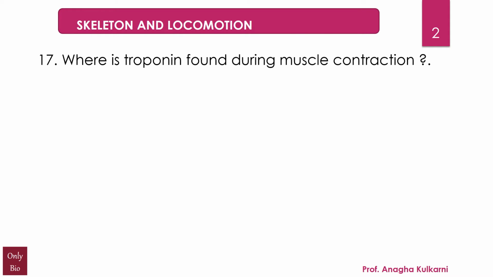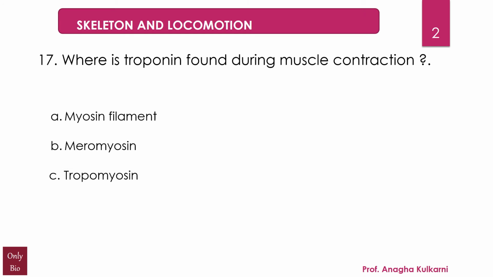Question number 17. Where is troponin found during muscle contraction? A. Myosin filament. B. Meromyosin. C. Tropomyosin. D. T tubule. And the correct answer is tropomyosin.